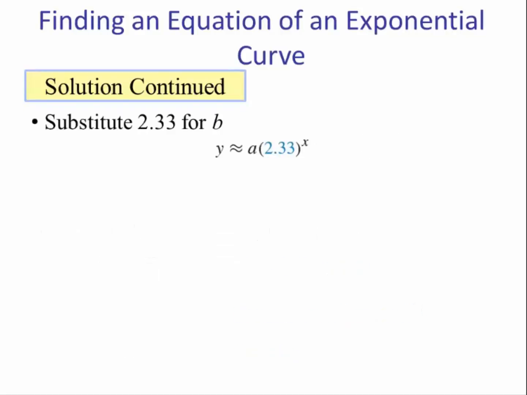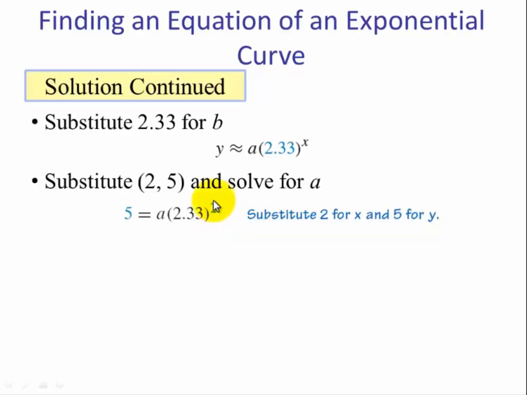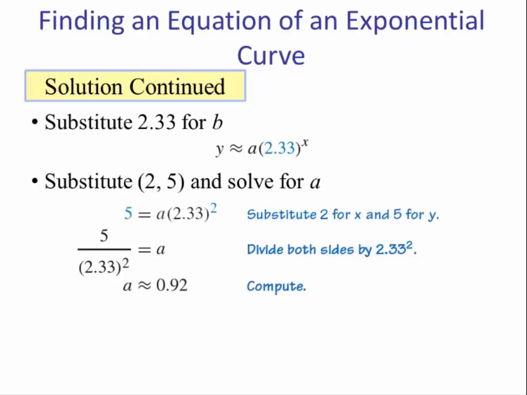So we put b in, we pick a point, it doesn't matter which point. I'm going to use 2, 5. 2 goes in for the x, we have our value of b, and y is 5. Next, we want to solve for a, so this value is multiplying the a, so we divide, and we have a is equal to 5 divided by 2.33 squared. Evaluating this, we have a is approximately equal to 0.92.